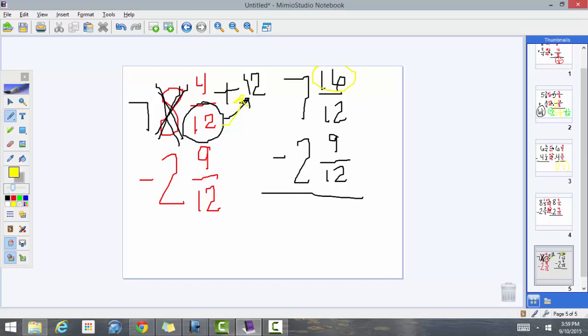Now they're written vertically. We have common denominators. The top numerator is larger, so we're able to subtract. Here we go. 16 minus 9 is 7. The denominator will not change. We can do our whole numbers now. 7 minus 2 is 5. Check for simplifying, but we can't simplify, so that is our final answer.